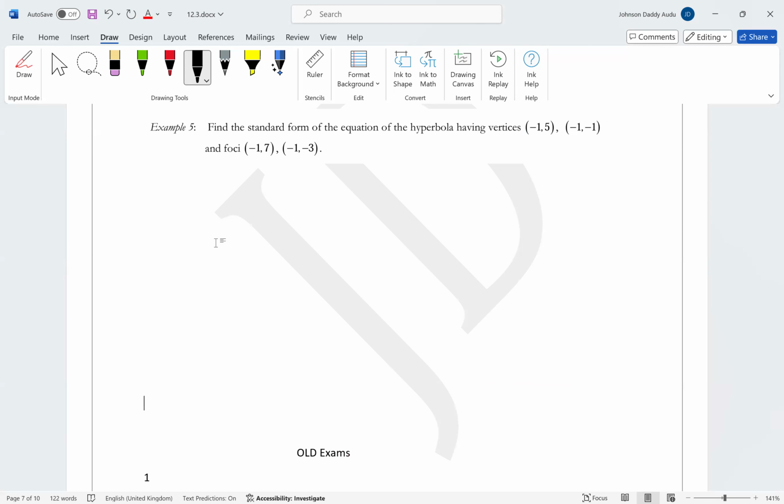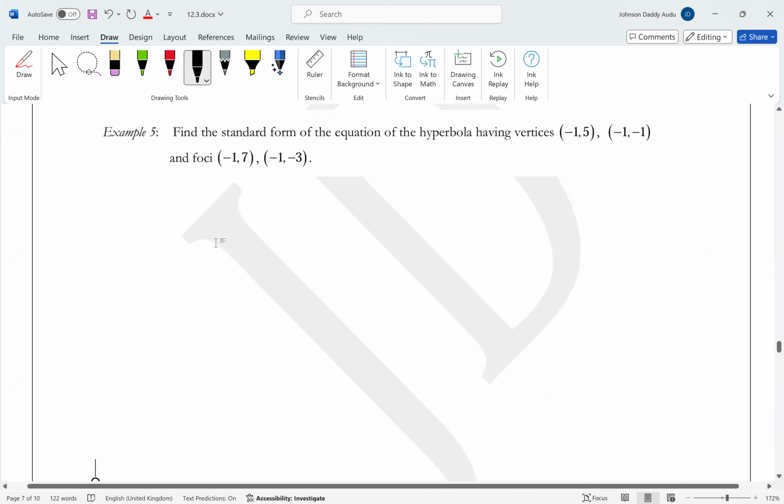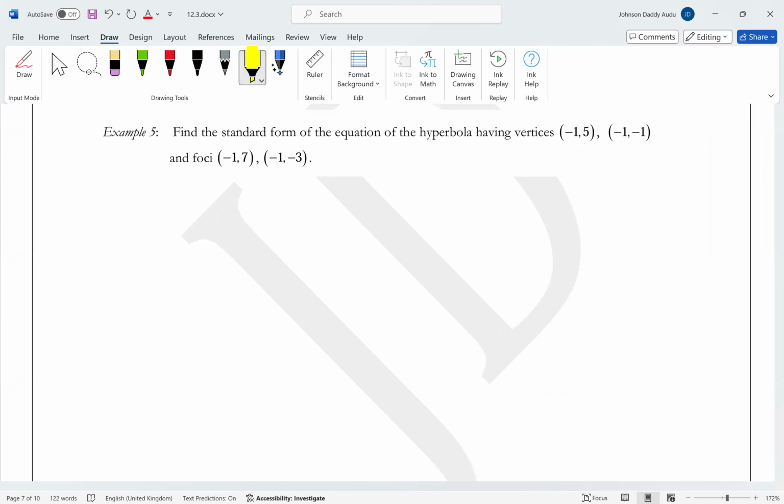Example 5 says, find the standard form of the equation of a hyperbola having this. Now, if you look at the vertices, this one is fixed. It means the h is not changing, the x-axis is not changing, so the y value is changing. You can see the same thing here, the x-axis remains fixed. So what does that tell us? That tells us that we're dealing with a vertical hyperbola.